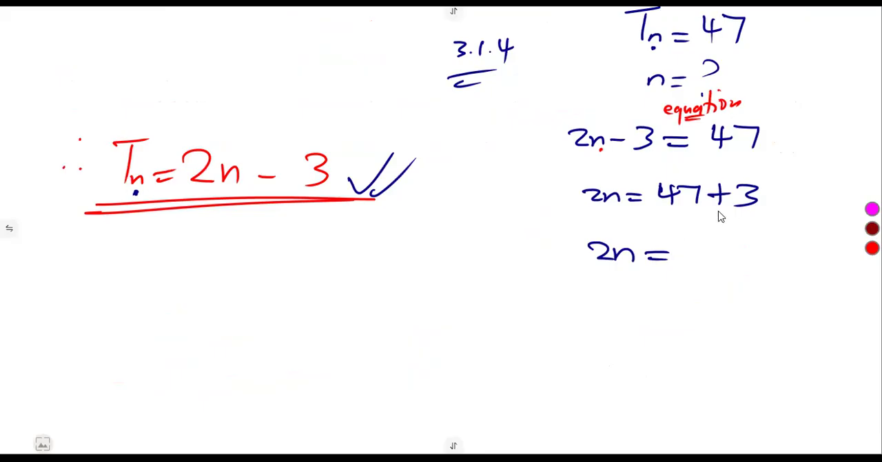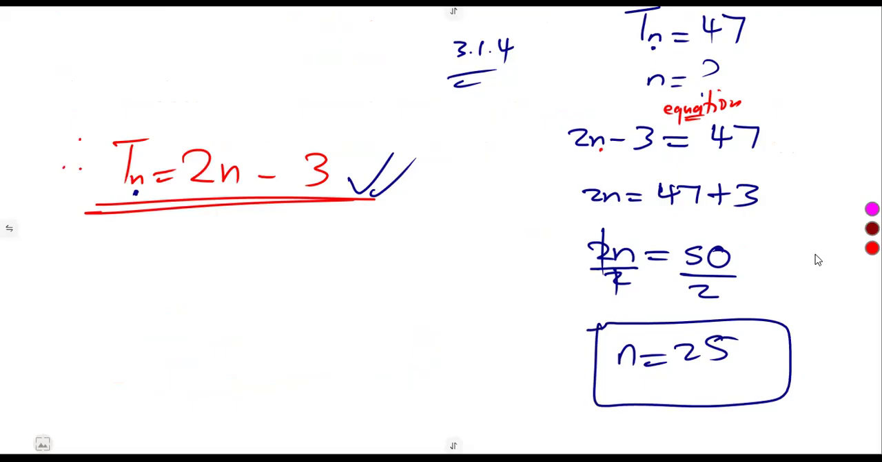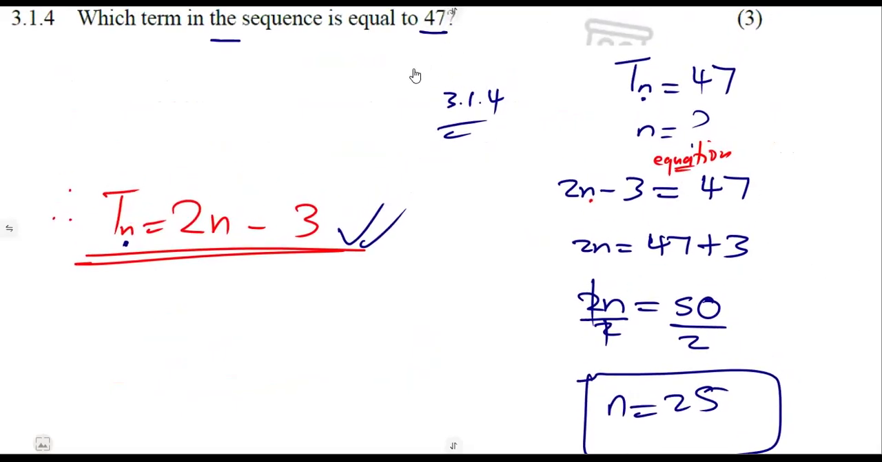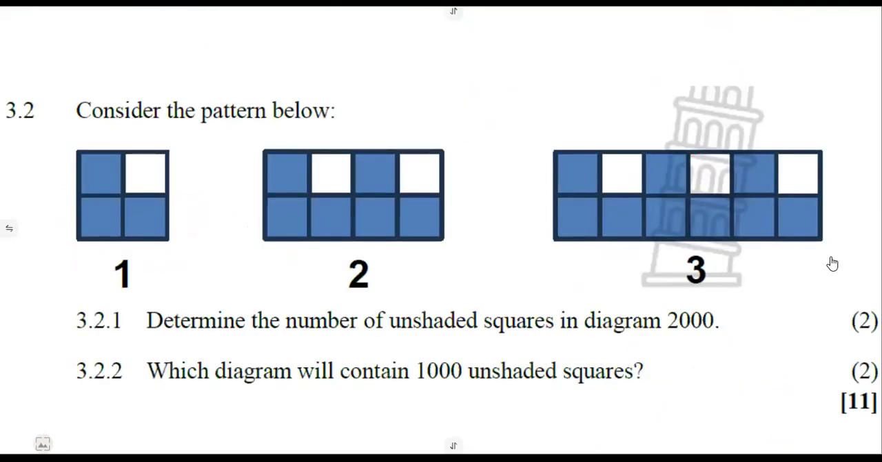2n is equal to 47 plus 3, which is 50. So we can simply divide by 2. Since this is a product here, divide by 2. That means our n is going to be 25, meaning that's the 25th term that we are talking about, which is equal to 47. So this is how these questions are given.